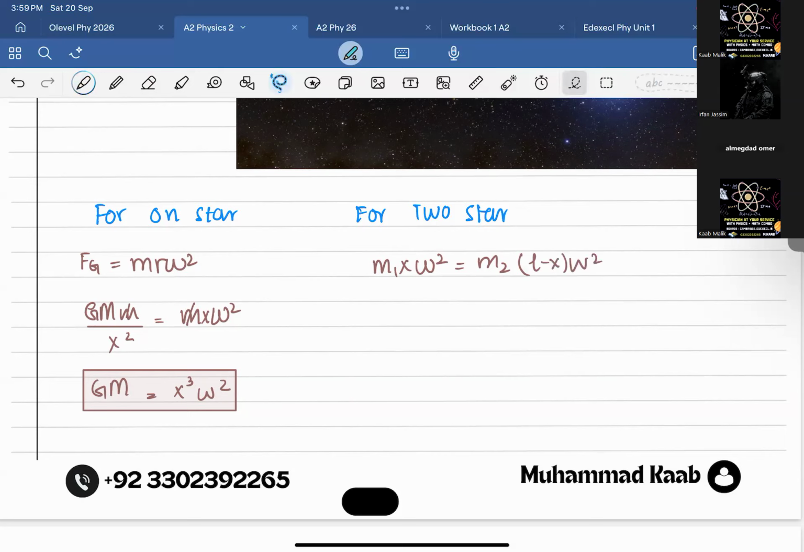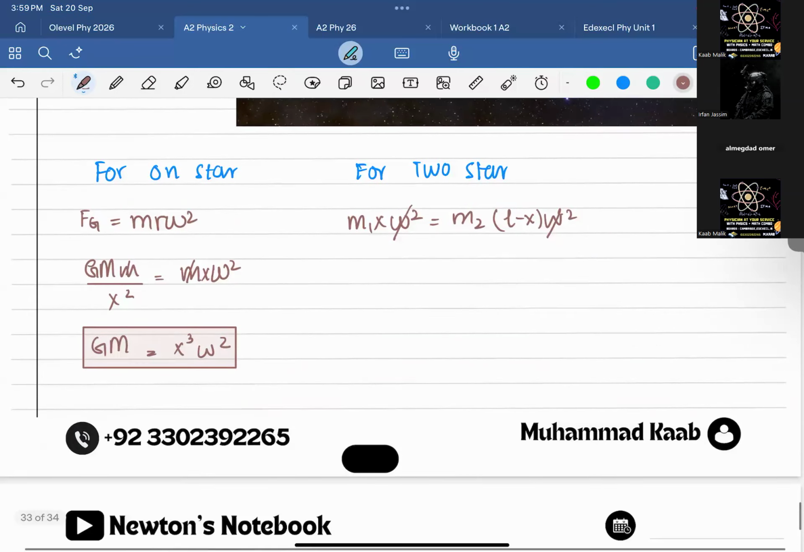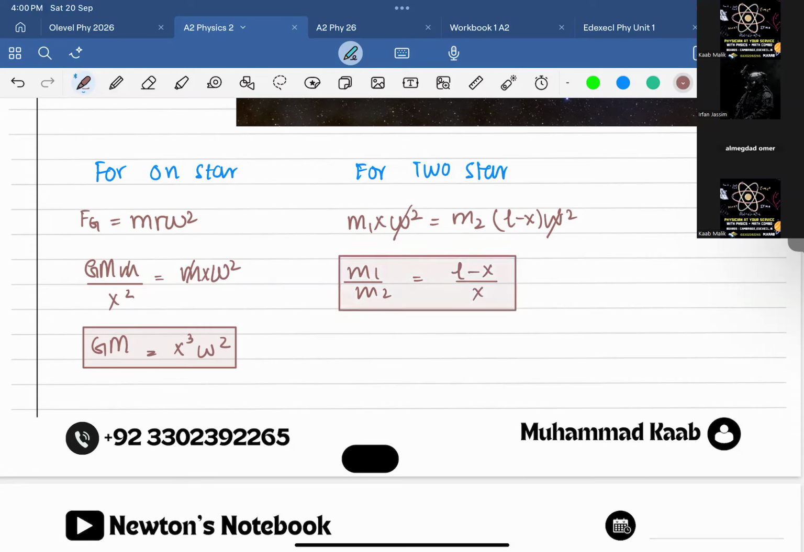If you want to relate the two stars, you can relate it with this formula. You can cancel the m and m out, and you'll be left with m1 over m2 is going to be L minus x divided by x. The ratio of the two masses is given by L minus x over x. Clear? And this is the first case where we have m1 and m2.